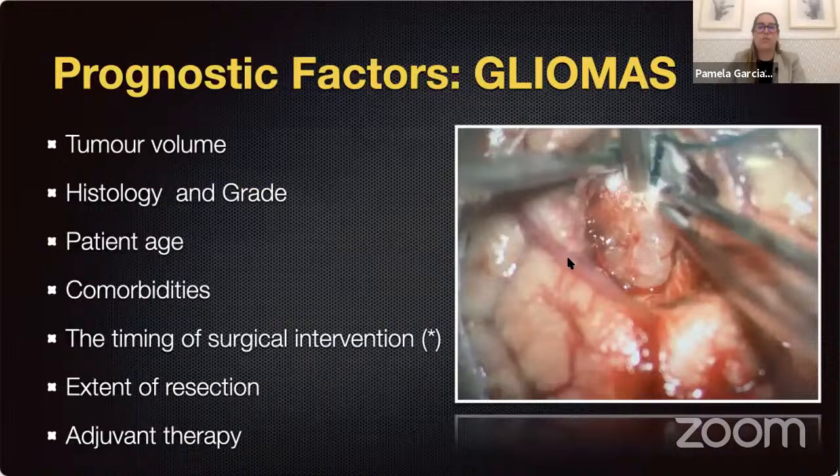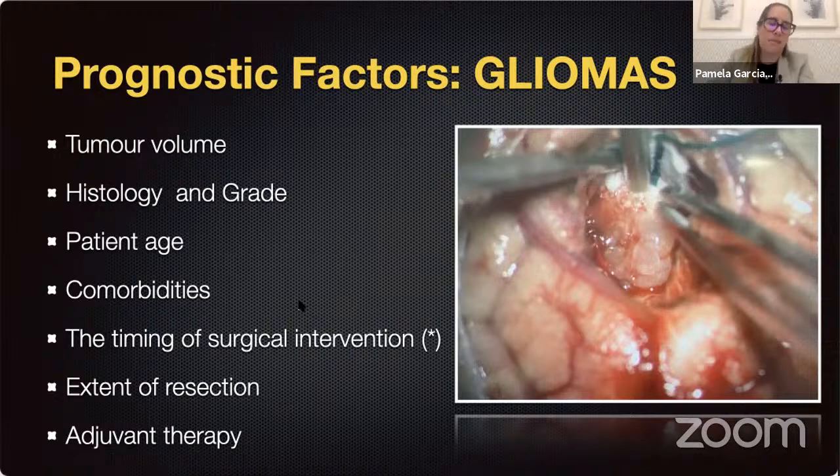A range of tumor-related and treatment-related factors could influence clinical outcomes. Prognostic factors are tumor volume, histology and grade, patient age, comorbidities, and the timing of surgical interventions. At this point, beyond extent of resection, the timing of resection is an essential question for patients with low-grade glioma. Specifically, a traditional approach of watchful waiting is now being replaced by a strategy of upfront surgical intervention.